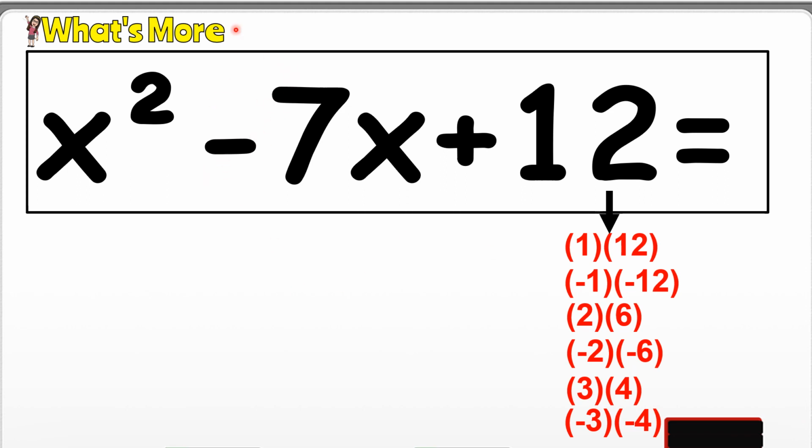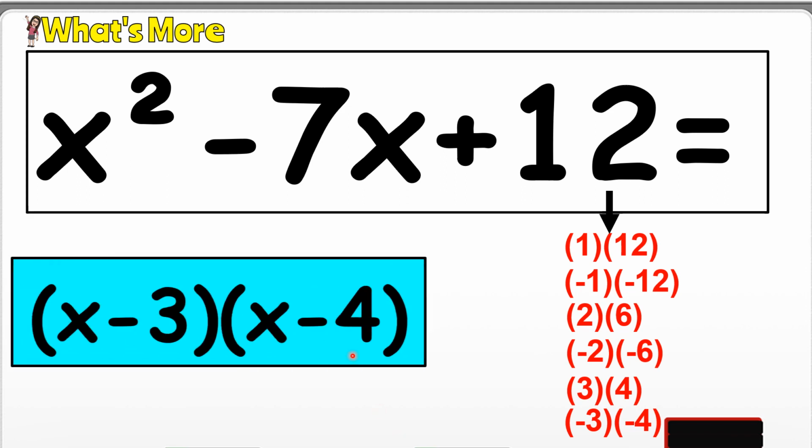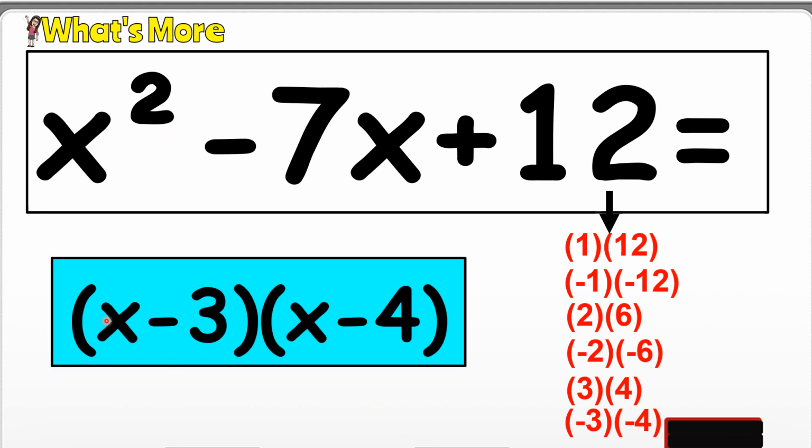Ang numerical coefficient ng middle term mo ay negative 7. Alin dito sa factors ng 12 na pag pinag-add mo, ang sagot ay negative 7? And that is negative 3 times negative 4. Tama? Kasi pag pinag-add nyo siya, negative 3 plus negative 4, that will give you negative 7. So, therefore, ang factored form po nito ay quantity x minus 3 and quantity x minus 4. Okay?